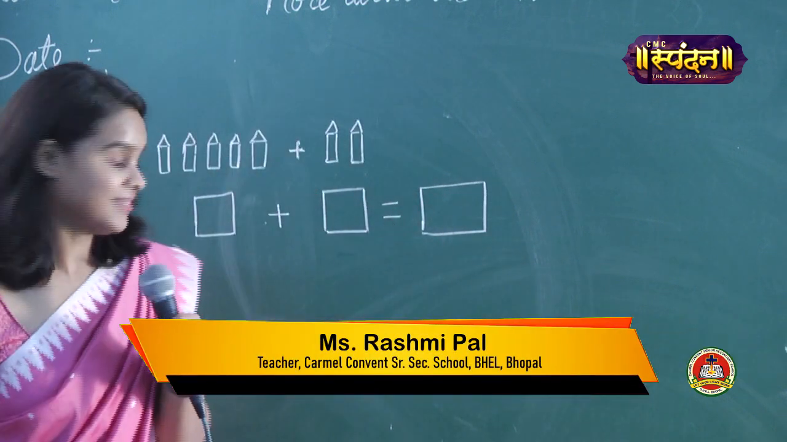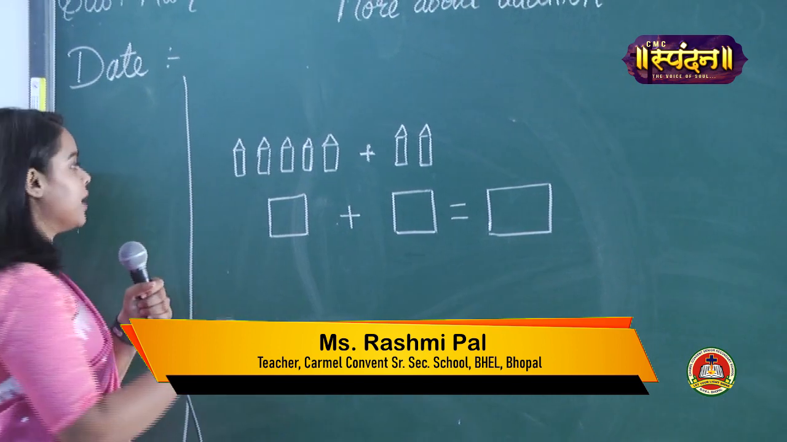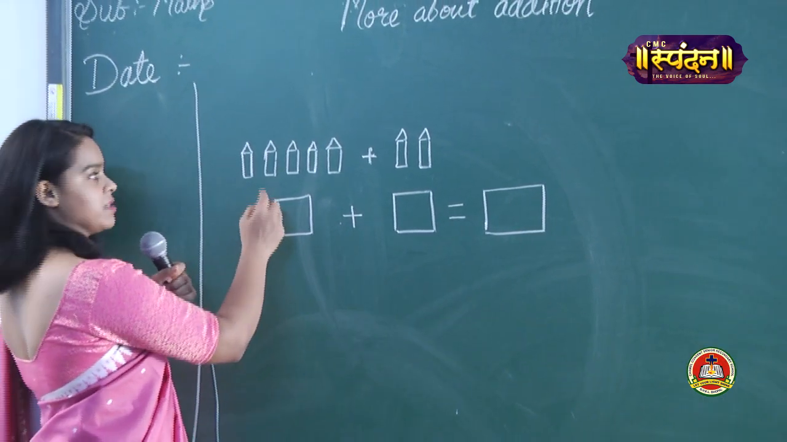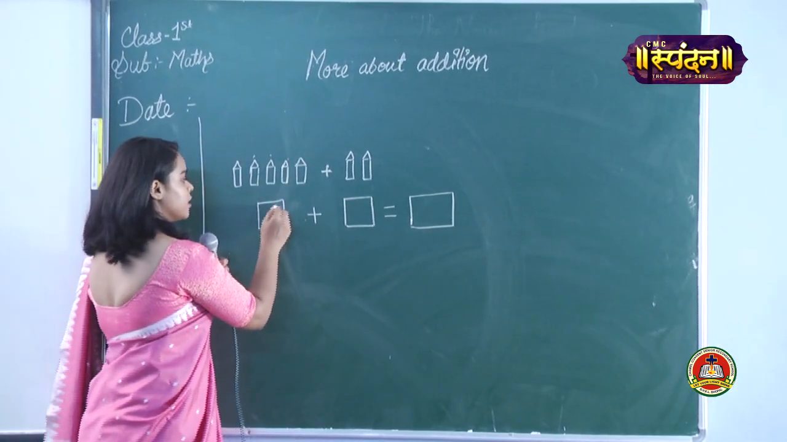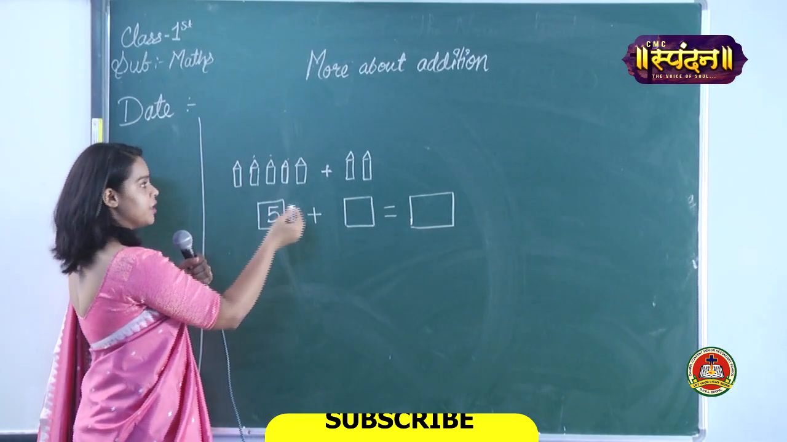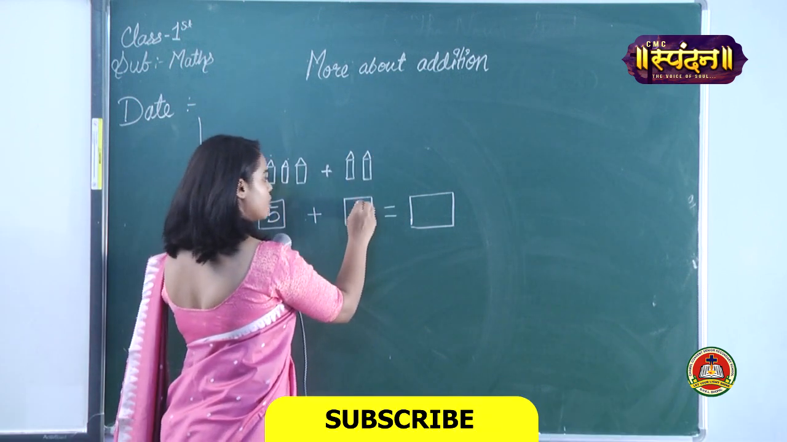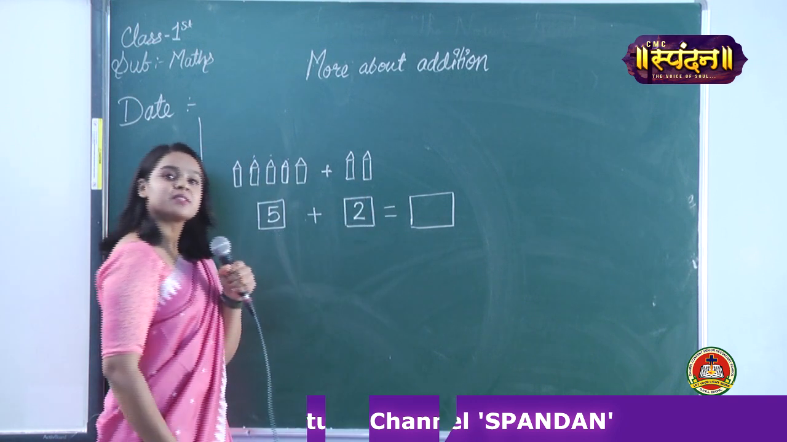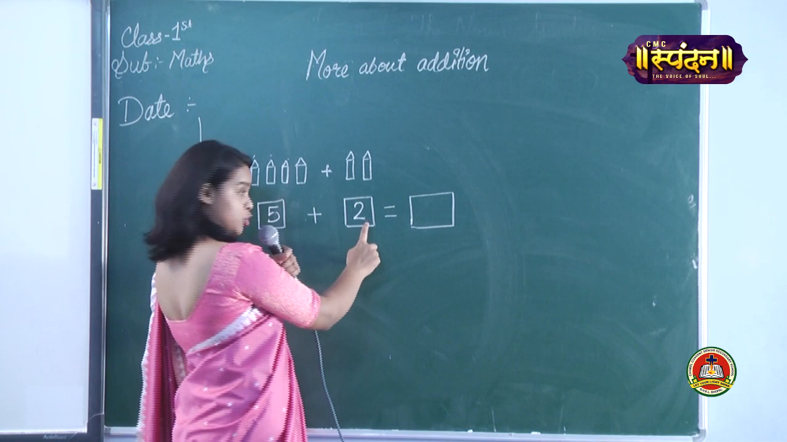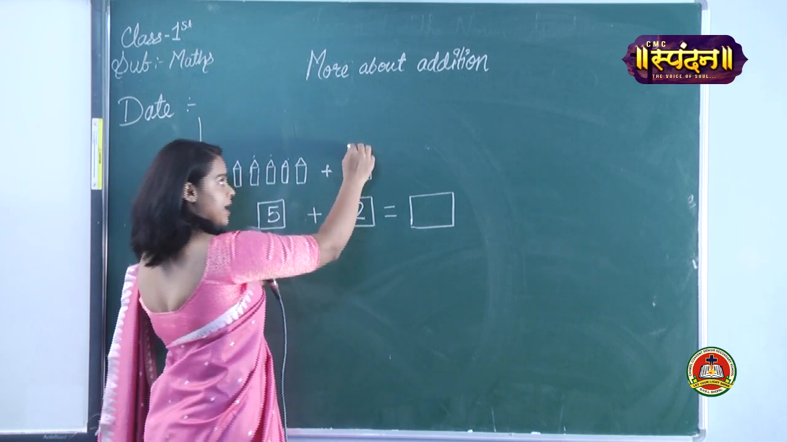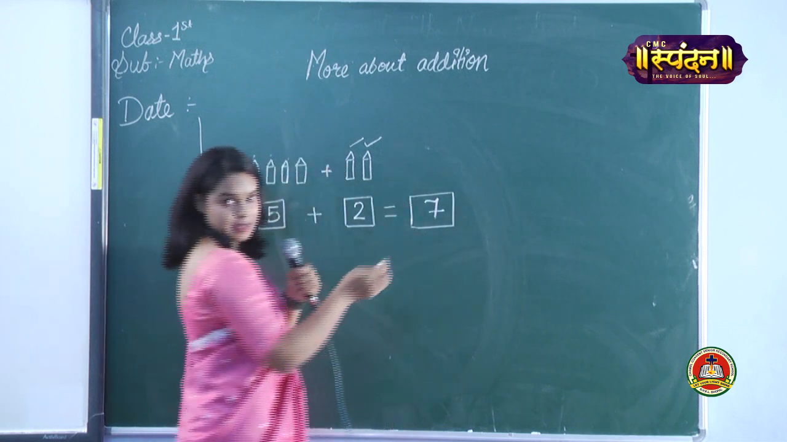So let's begin. Before starting, we should do a quick recap. You have 5 pencils. 1, 2, 3, 4, 5. Now you got 2 more pencils. 1, 2. So, how many pencils do you have in total? 5 plus 2, that is 6, 7. So you have total 7 pencils.